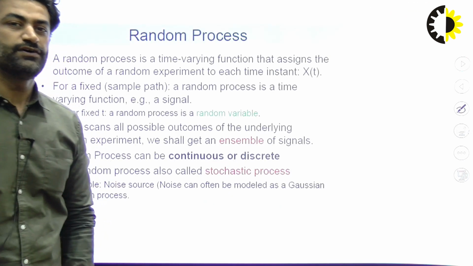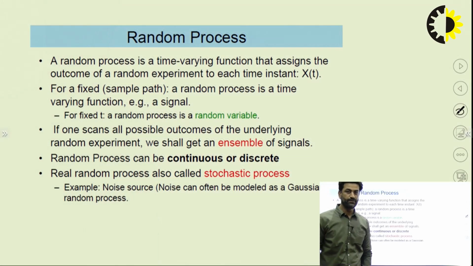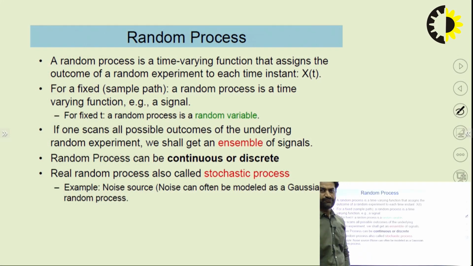Now, so far we have done random variables, CDF, PDF, statistical averages, Gaussian distribution, uniform distribution. Now, the next topic is random process. It's the last topic of unit 1 of the digital communication course.